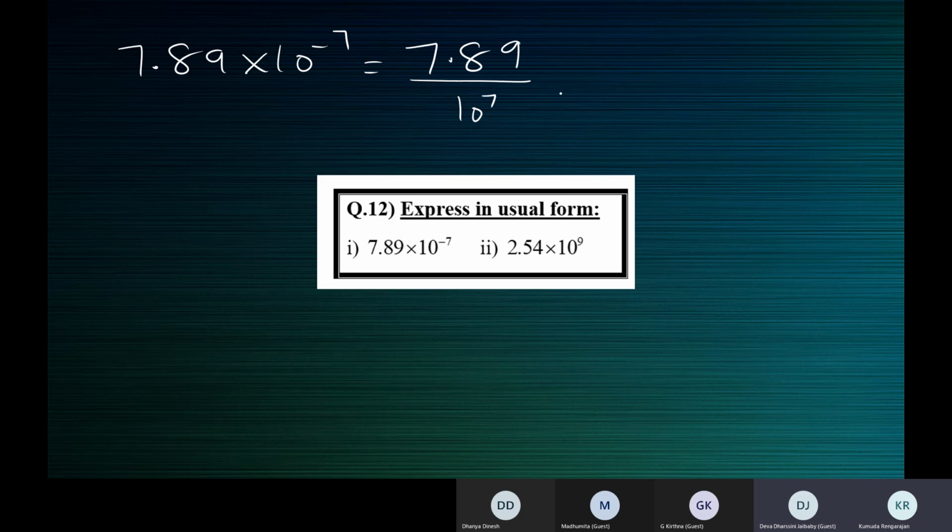Yes, ma'am. Negative power. So when it goes into the denominator, the power becomes positive. So this is nothing but 7.89 divided by 1 followed by 7 zeros. Now, how will you shift the decimal point, children? Tell me. How will you shift the decimal point?